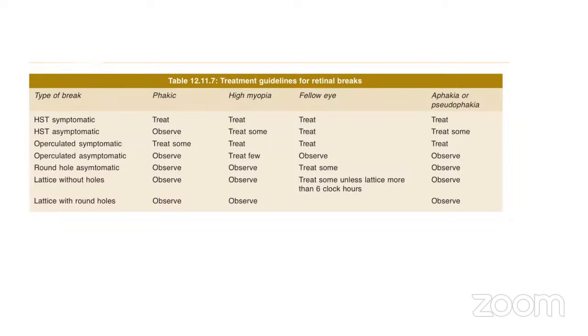So here are the treatment guidelines for retinal breaks. Horseshoe tear symptomatic: we have to treat in all the cases, that is high myopic or phakic, or even the fellow eye has to be treated with laser. Horseshoe tear asymptomatic: we can observe in phakic, and in high myopia and fellow eye, we can treat. And operculated symptomatic tears.